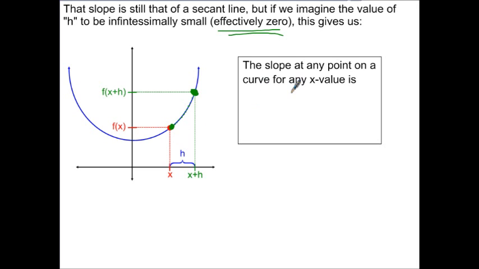So basically the slope at any point on a curve, for any x value, is the limit as that h value gets really small, so approaches 0, of that formula we just came up with: f of x plus h minus f of x, all over h. And that probably looks very familiar to you. We just never called it what it really is up until now. It's really a slope formula.